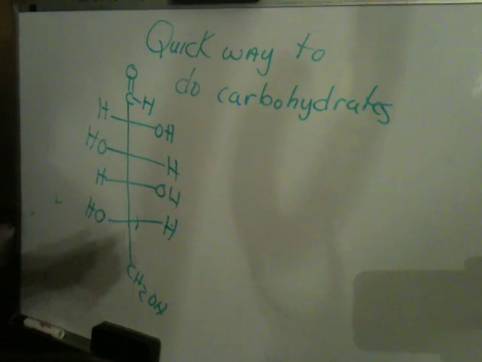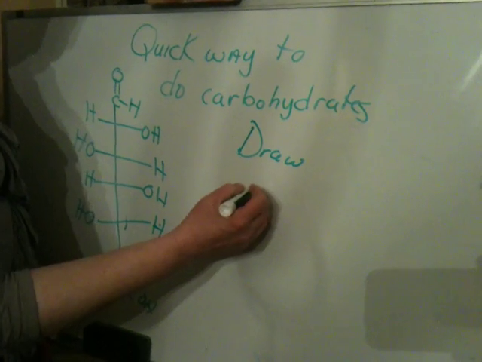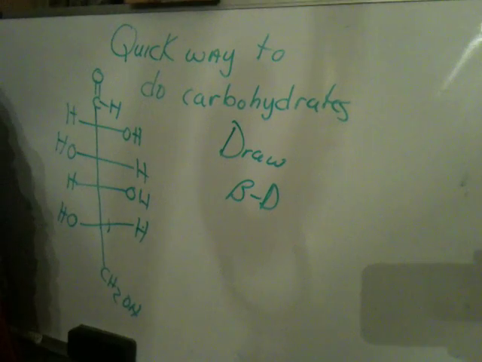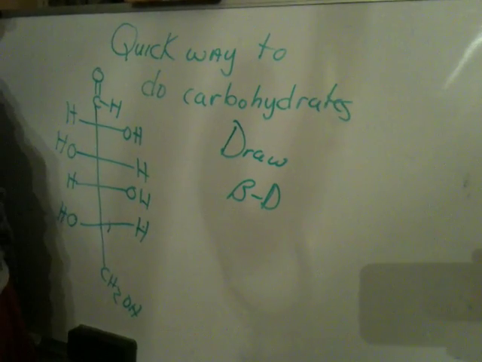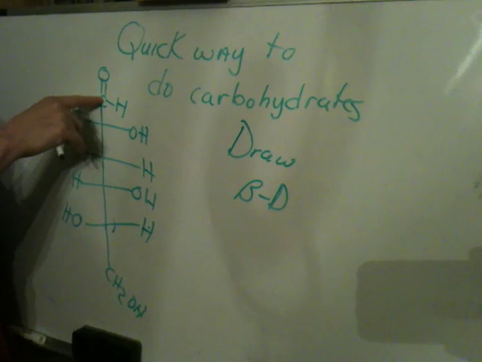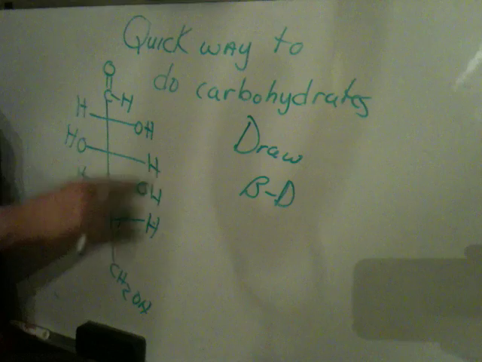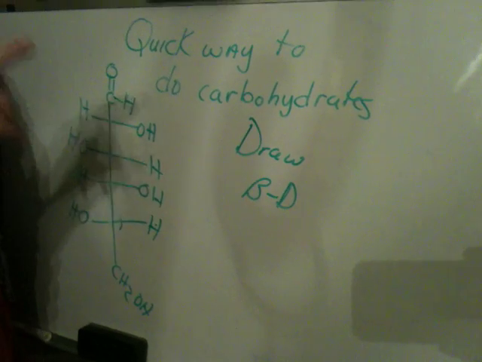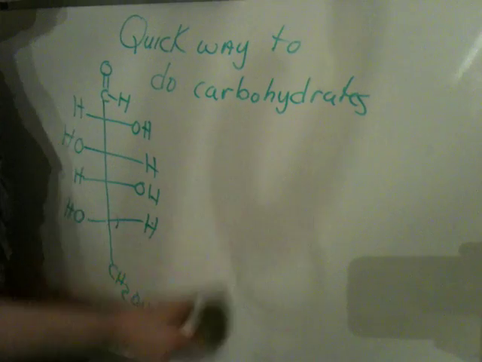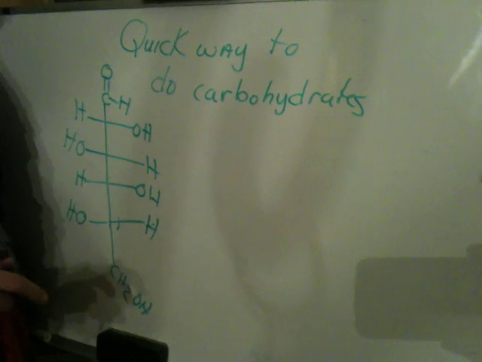Now, supposing the problem was draw beta D, the beta D version of this sugar, okay, if that's your goal. Remember, the alpha and beta have to do with the anomeric carbon. This is the anomeric carbon, this is the configurational carbon, okay? Supposing the job is to draw the beta D. This means that I want to draw a D sugar, and I think most people should learn how to draw D sugars because you can generate L sugars very easily from D sugars.